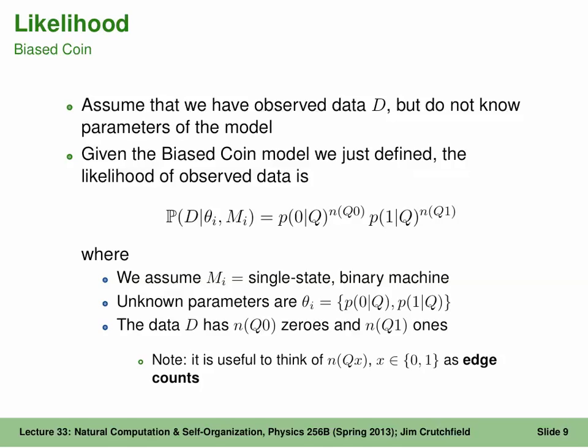So very straightforward. But we're going to add to this and use the Bayesian machinery. Again, just being specific about the notation, M_i is the single-state binary machine we've assumed. The unknown parameters are these two transition probabilities, and of course they're constrained to sum to 1.